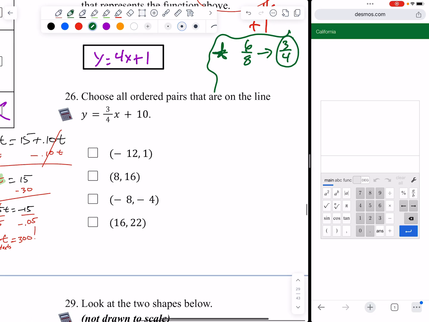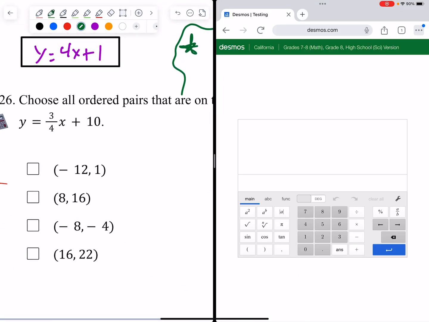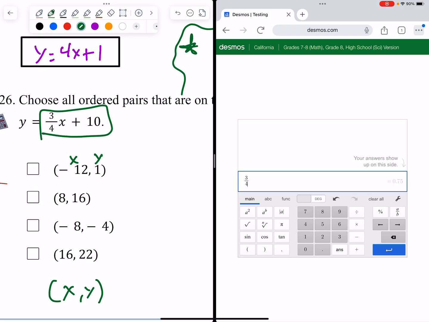All right. Choose all ordered pairs that are on the line. Okay, here's my strategy. I love this question. It's a little annoying for you guys, but the calculator makes my life so much easier because they basically gave me all the answers. This is an x and that's a y. Because remember, x comma y, that's a point. So what I'm going to do is type in my function. So I got 3/4, my parentheses for my x plus 10. So I'm going to plug in, so that's my input and that's my output, right?